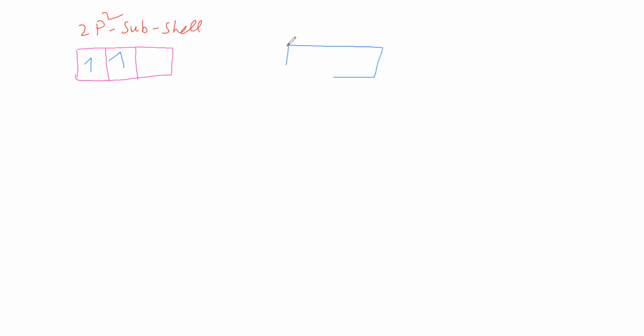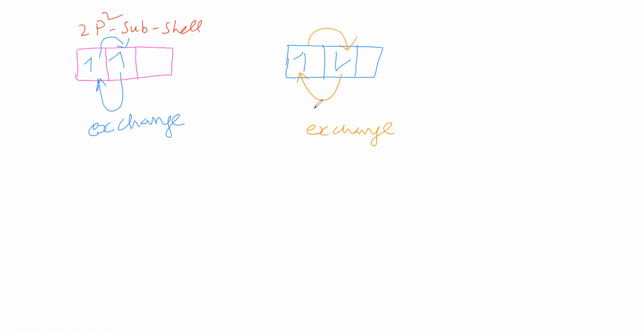Why should they be parallel spins? Why can't it be opposite spins? That also we'll see. One electron like this, one electron like this. One is a clockwise electron, another one is an anti-clockwise electron. So in both cases singly filled only, but here parallel spins, here opposite spins. Now if this electron goes here and this electron comes to this place, then we can say exchange is possible.